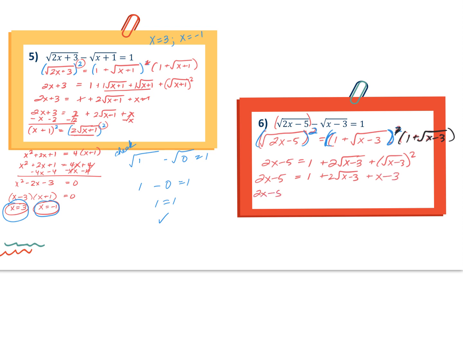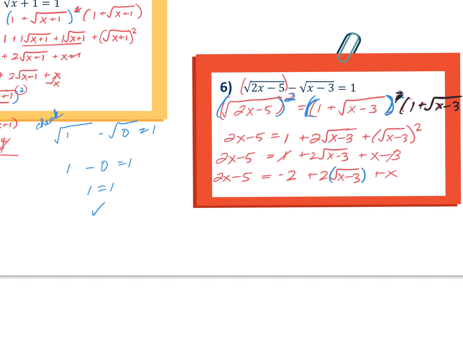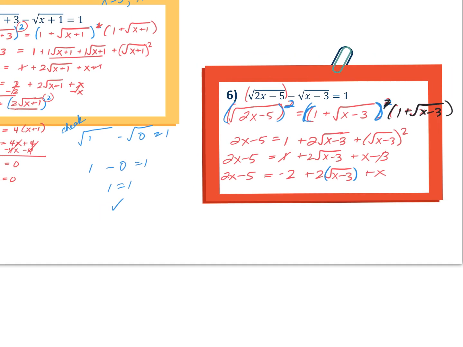So once again, I'm going to combine my numbers. 1 and negative 3 are minus 2, plus 2x minus 3, plus x. Again, now we see that we have a radical, but the radical's now over here, and that's what we want to isolate. So I'm going to start moving everything over to the other side of the equation. Now to do that, I'm going to have to add 2 to both sides to cancel, and I'm going to have to subtract x from both sides to cancel it over there as well. So I'm going to get x minus 3 equals 2 times the square root of x minus 3.